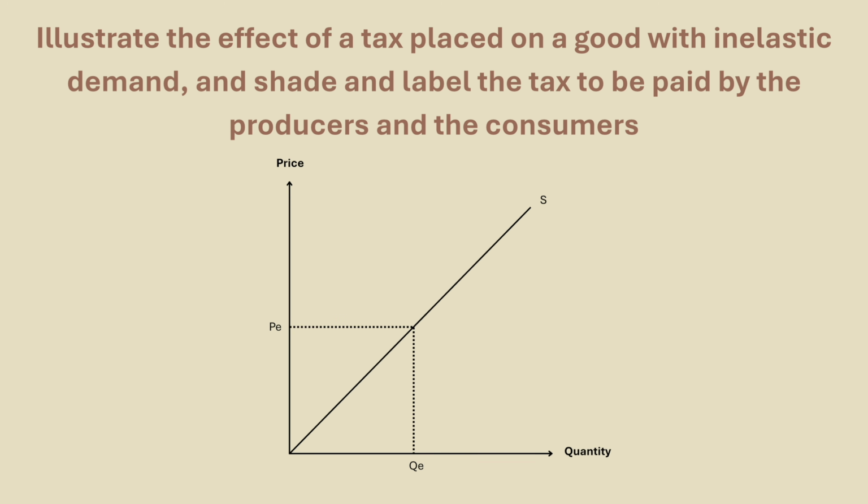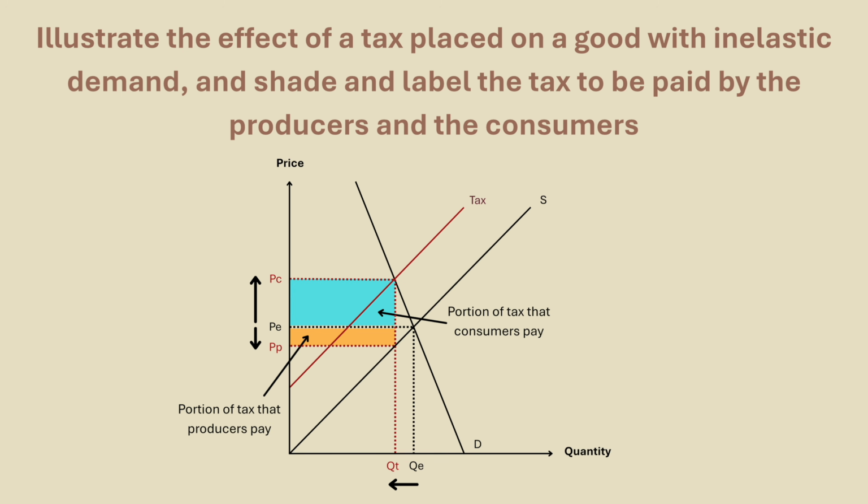Illustrate the effect of a tax placed on a good with inelastic demand and shade and label the tax to be paid by producers and the consumers. Here is the answer. So we have an inelastic demand curve, which is steeper, resulting in a larger increase in price for consumers. So therefore, the portion of tax that the consumers pay is quite big, and there is a small decrease in price received for producers. So therefore, the portion of the tax that the producers pay is smaller than that of the consumers.